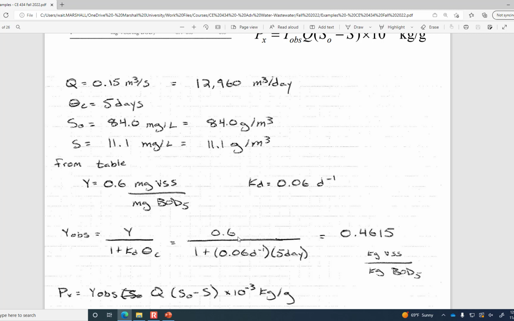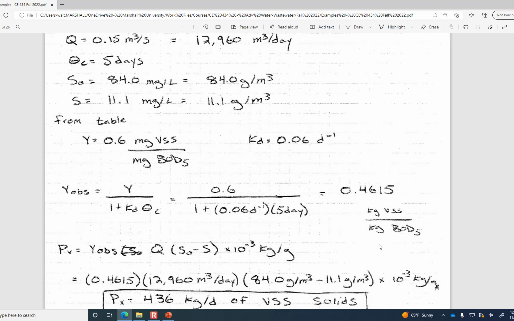And so then, if that's the rate of growth of new cellular mass, then we want to know how much BOD is actually being taken out of the water on a mass basis. And so we have the volumetric flow rate multiplied by the difference between the input and the output BOD, and then the units conversion between grams and kilograms. So that says it's 436 kilograms per day of VSS that's going to be the sludge mass.